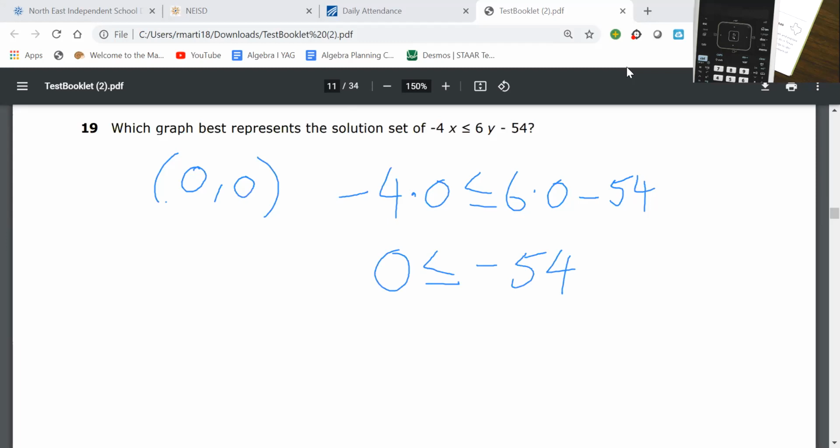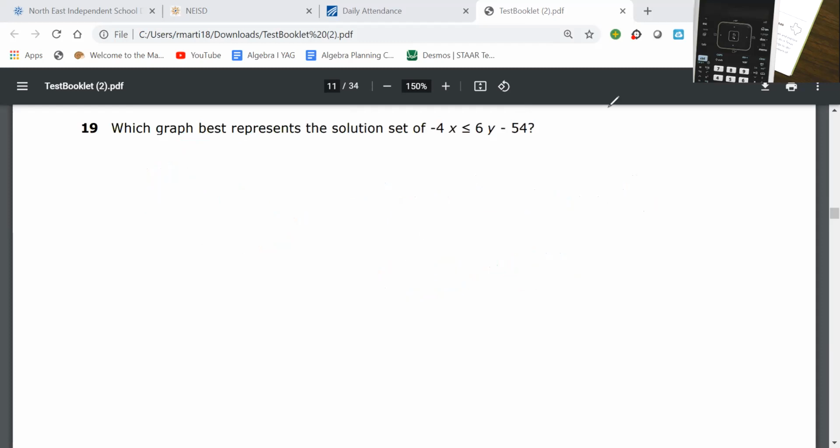So what that tells you is that this statement is false. If this statement is false, in other words, because it's saying 0 is less than or equal to negative 54, that tells you that the origin is not shaded. If this statement were true, that would tell you that the origin is shaded. Okay, so now we know it's a solid line and the origin is not shaded. Let's go look.